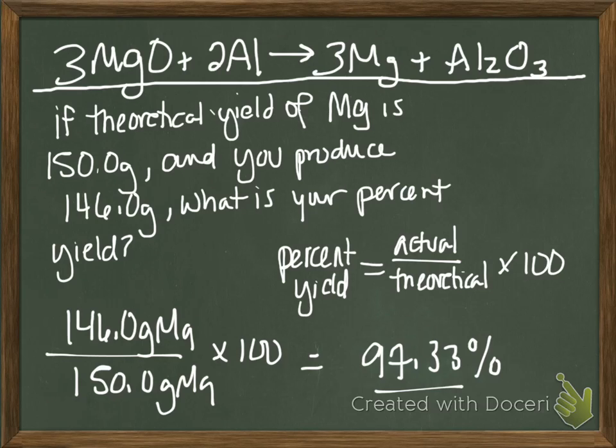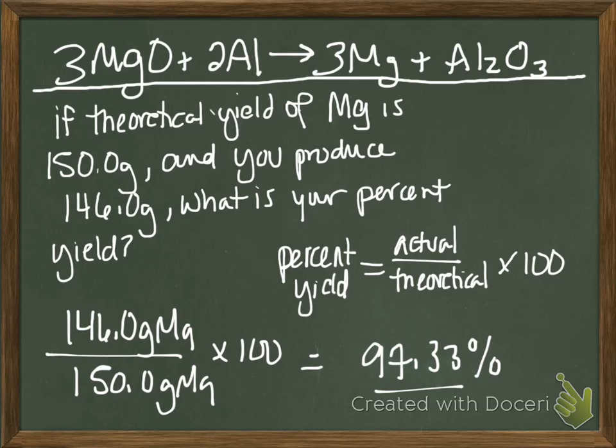97% yield isn't bad. If you're in a quantitative analysis class, you have to be at 99 or above, but this is not bad. If you guys got a 97% yield in a lab here, I'd be pretty impressed. That's pretty good for basic lab technique.